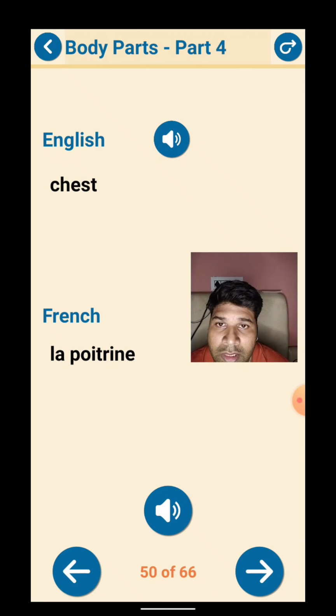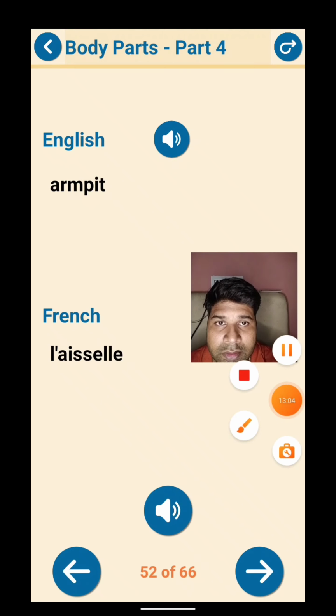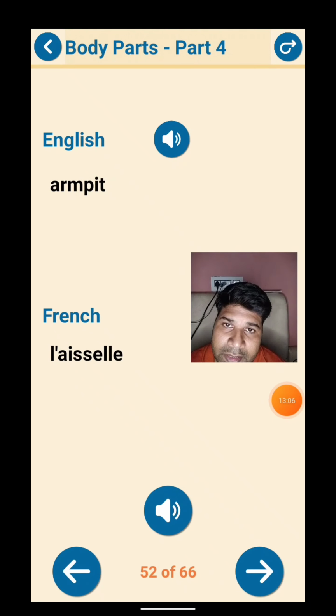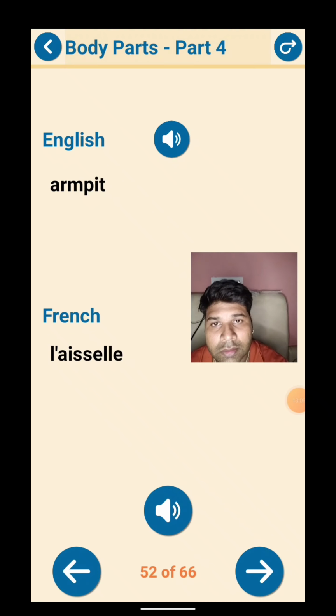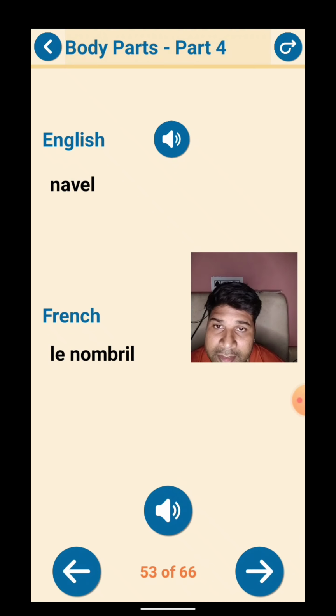Chest in English, la poitrine in French. Stomach in English, l'estomac in French. Armpit in English, l'aisselle in French. Navel in English, le nombril in French.